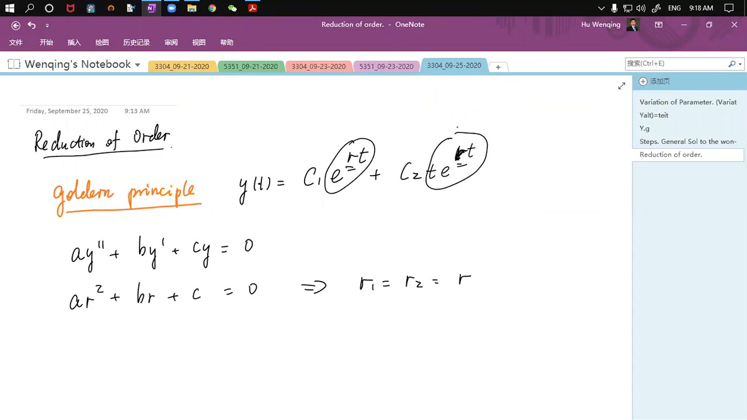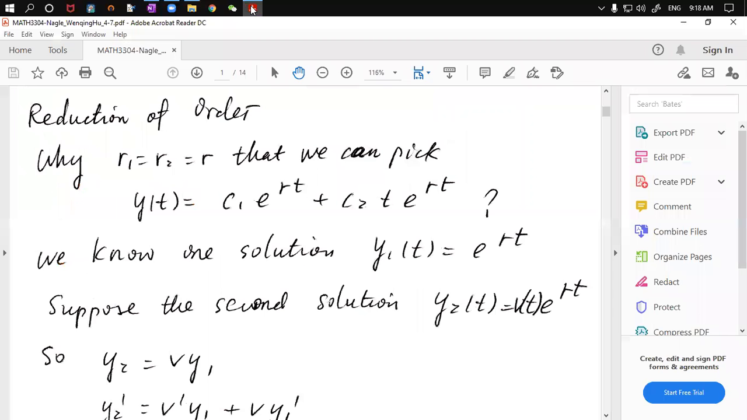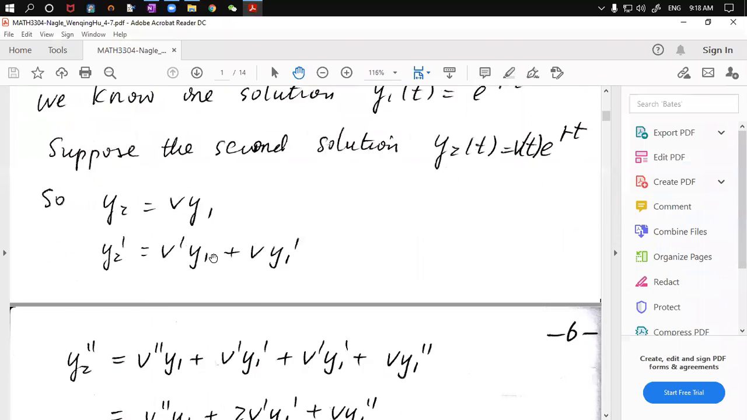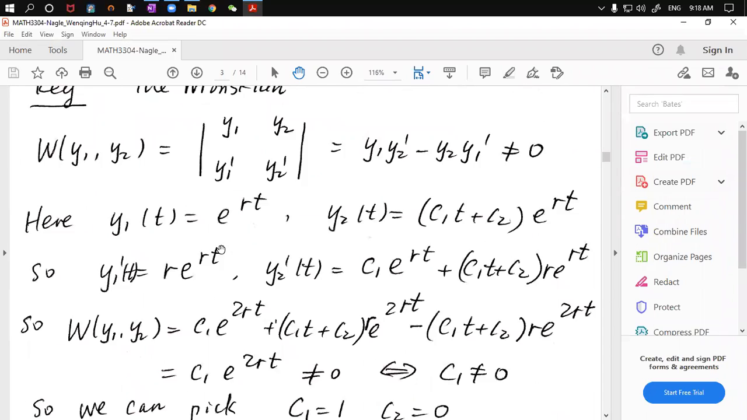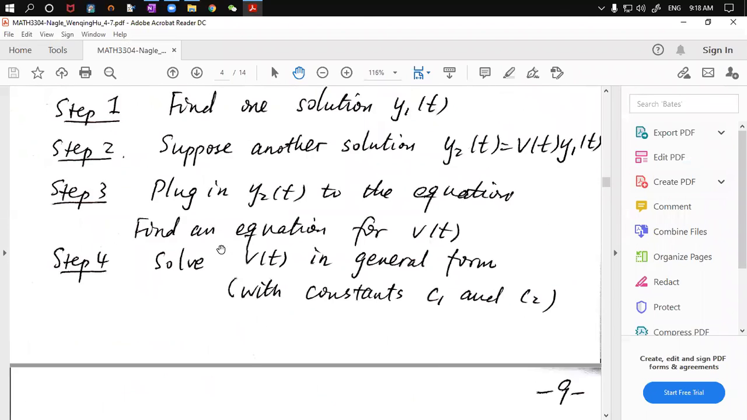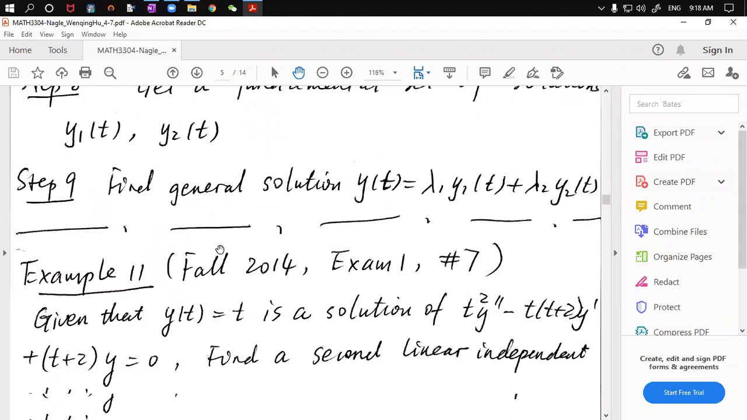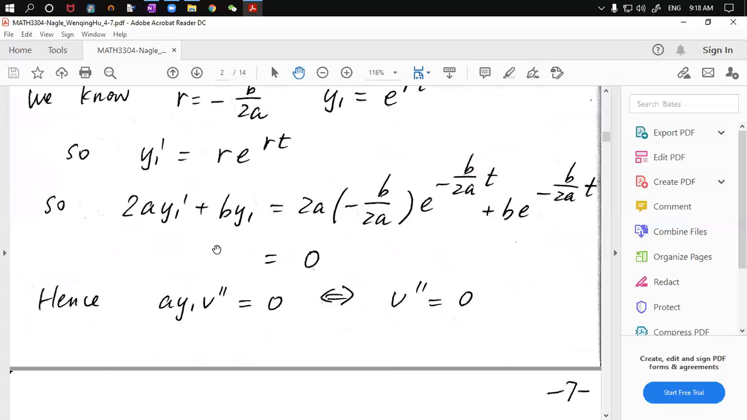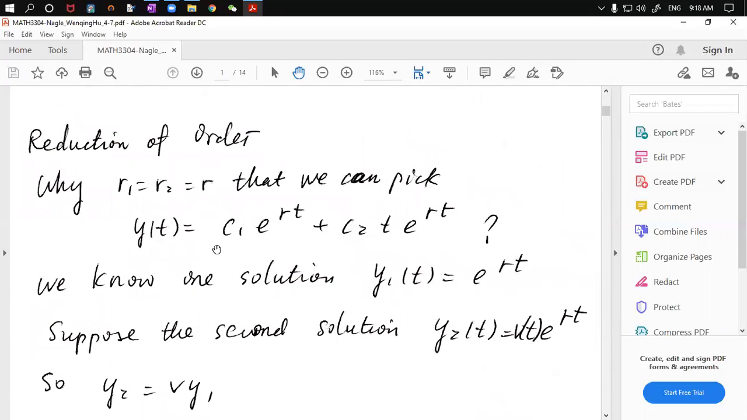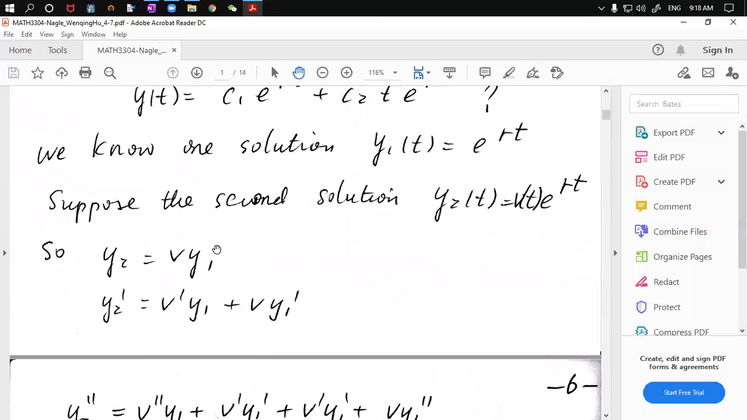Is it just an empirical principle, or is there a reason behind it? The method we're going to introduce here is the so-called reduction of order method. What is reduction of order? Reduction of order is a much more general method for you to find a set of fundamental solutions.